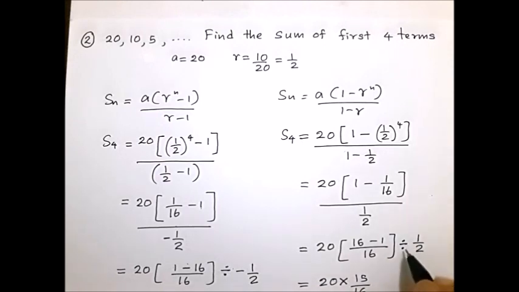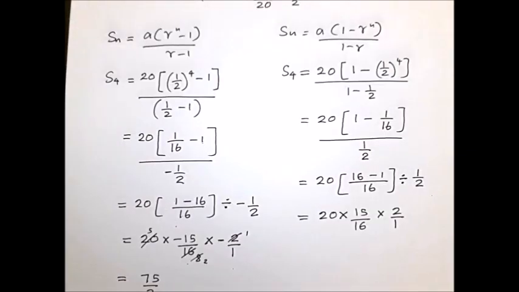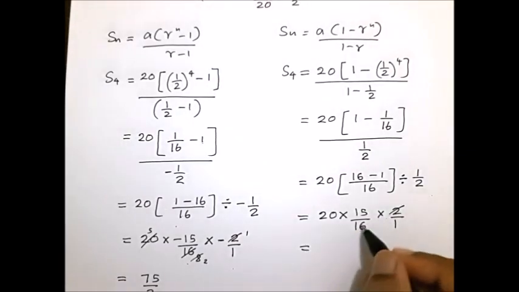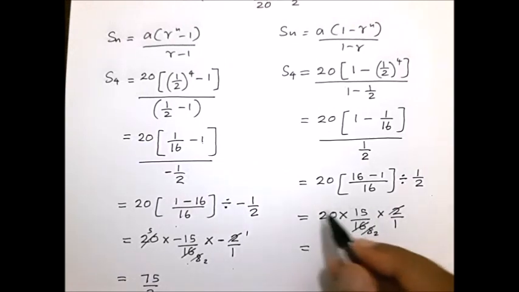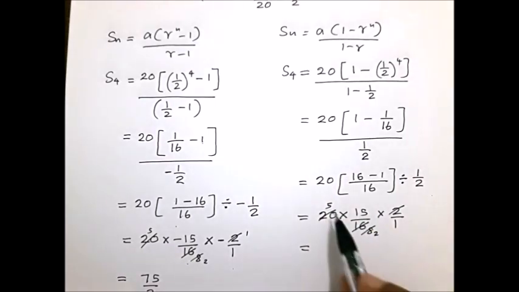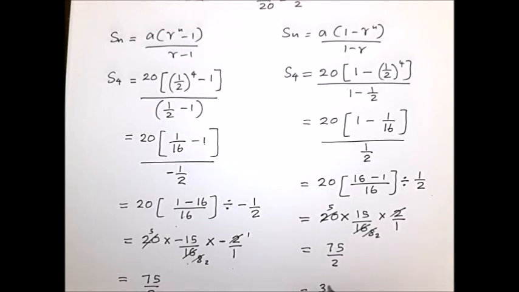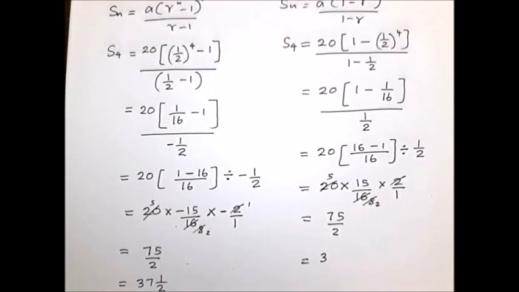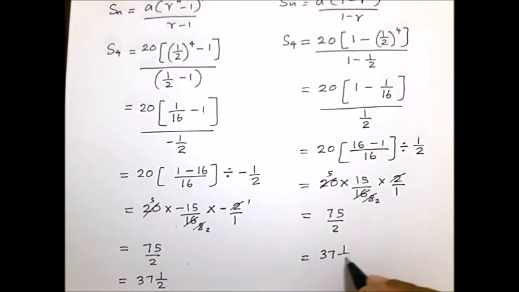Now convert division into multiplication and take the reciprocal. Now simplify these terms. 2 and 16, it is 8. Then 20 and 8, divide by 4, 2 and 5. 5 multiplied by 15, 75. Divide by 2. 75 divided by 2, the answer is 37 and a half.